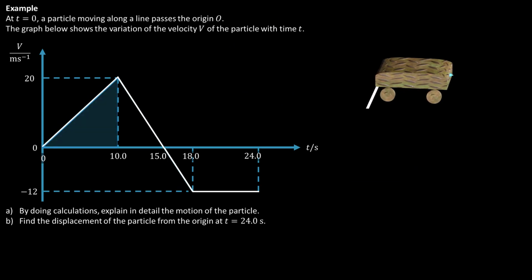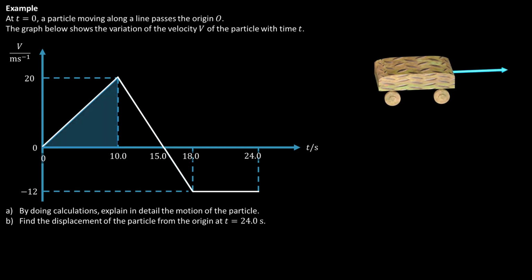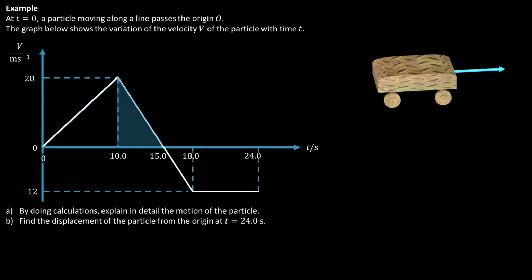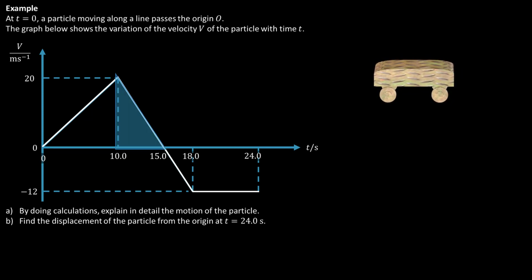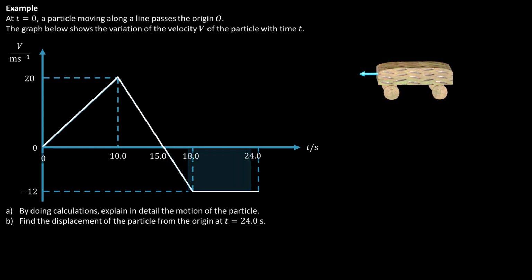In this video, I will show you how to analyze a velocity time graph using the example here. At t equals 0, a particle moving along a line passes the origin O. The graph below shows a variation of the velocity v of the particle with time t. Part A, by doing calculations, explain in detail the motion of the particle. Then part B, find the displacement of the particle from the origin at t equals 24.0 seconds.